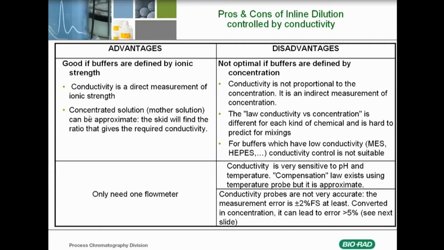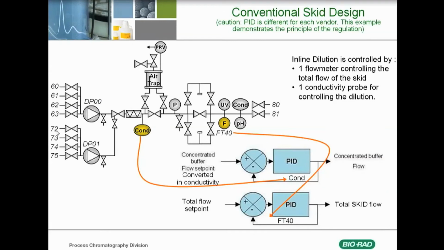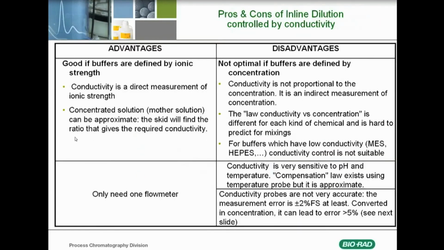And also the other advantage is that even if your concentrated solution, so what you connect to these inlets, is not precisely defined, as the system is going to self-tune to the target conductivity, it is going to obtain the right conductivity. And yet another advantage is that you only need to have one flowmeter. These instruments are quite expensive, so it minimizes the number of instruments.